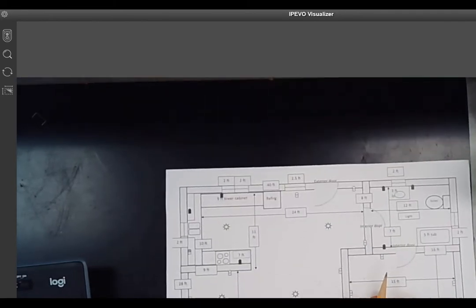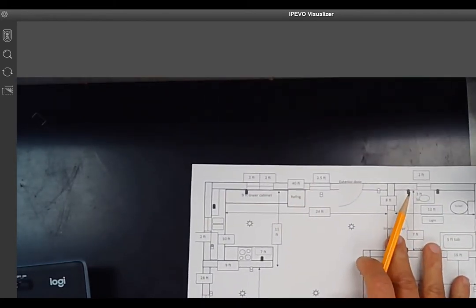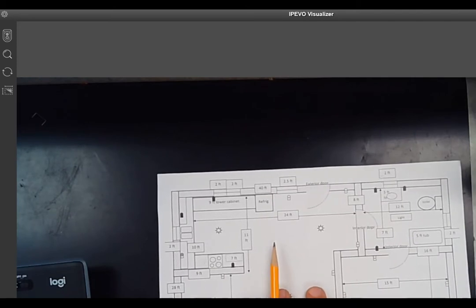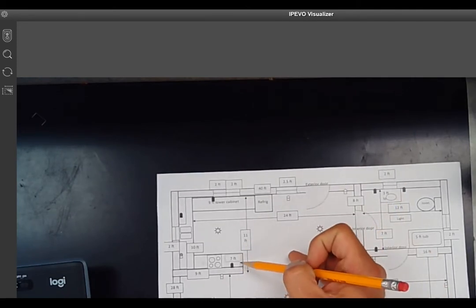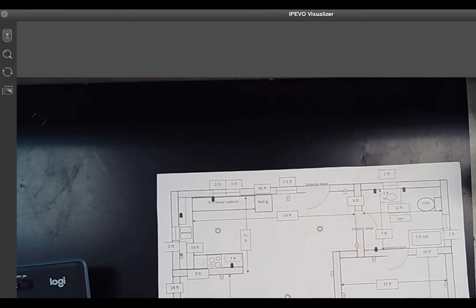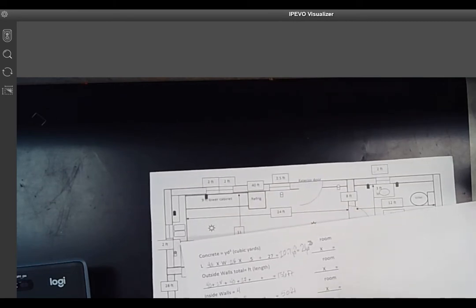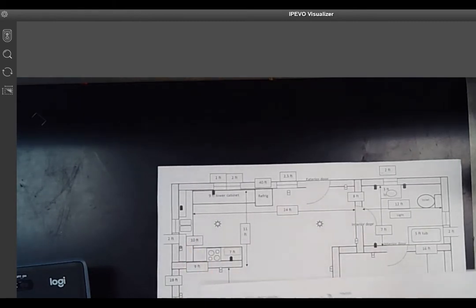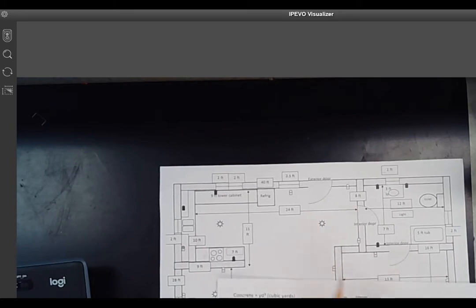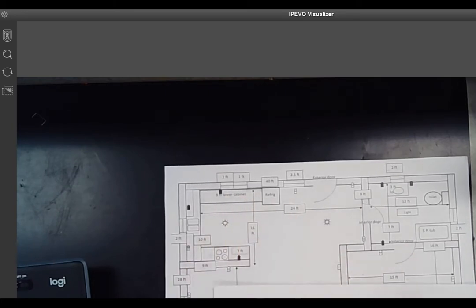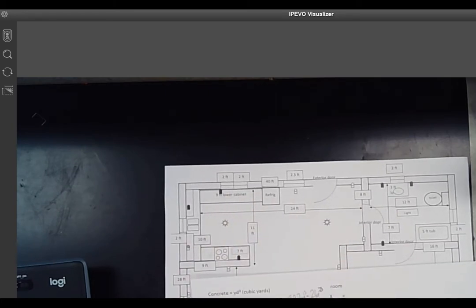So the cabinets are over here and over here. This one is a lower cabinet, so I'm going to write up here on my lower 7 feet. Then I'm going to add this one, 10 feet. And then I'm going to add this one, that's 9 feet. Now, is that all of them?